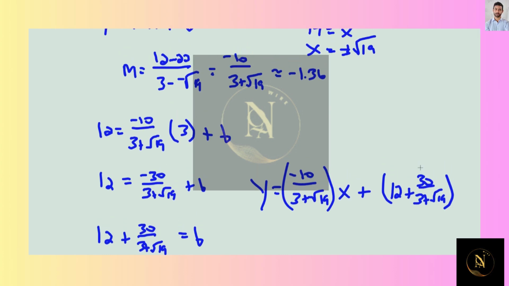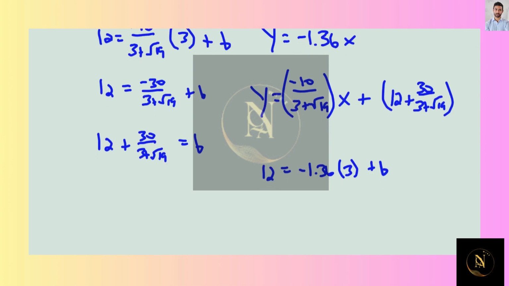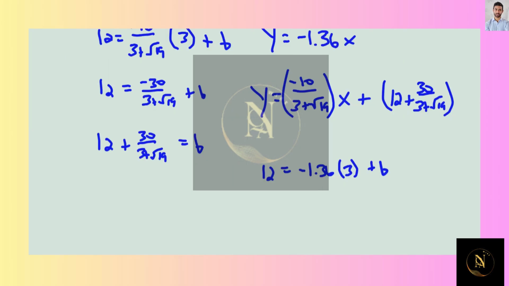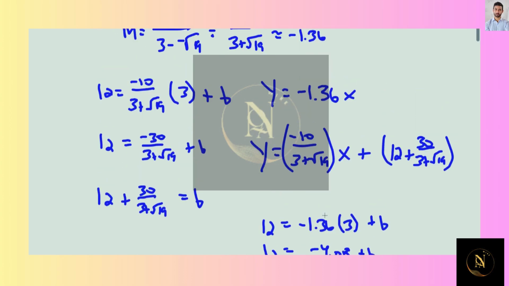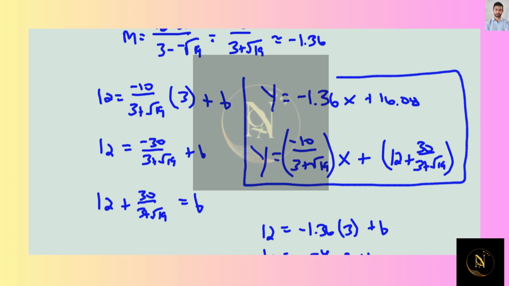Or y equals negative 1.36x. If we use that instead, then 12 would be equal to negative 1.36 times 3 plus b. Negative 1.36 times 3 is negative 4.08. And so add that to both sides and we'd have 16.08 as the y-intercept. One of these two versions, an exact and an approximate to the nearest hundredth.